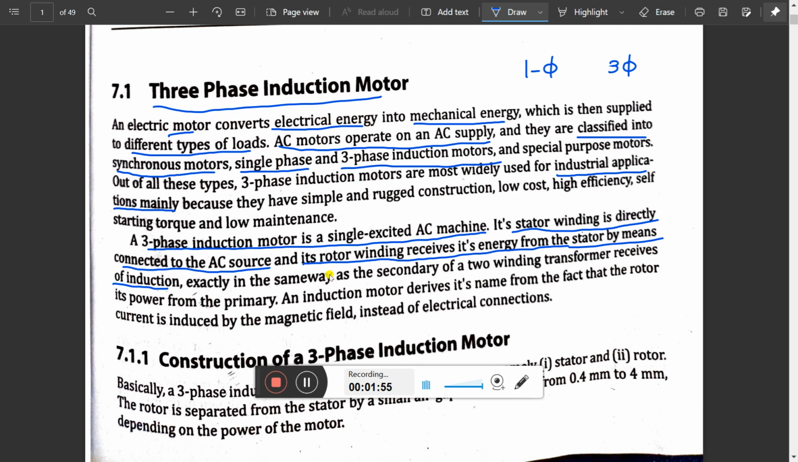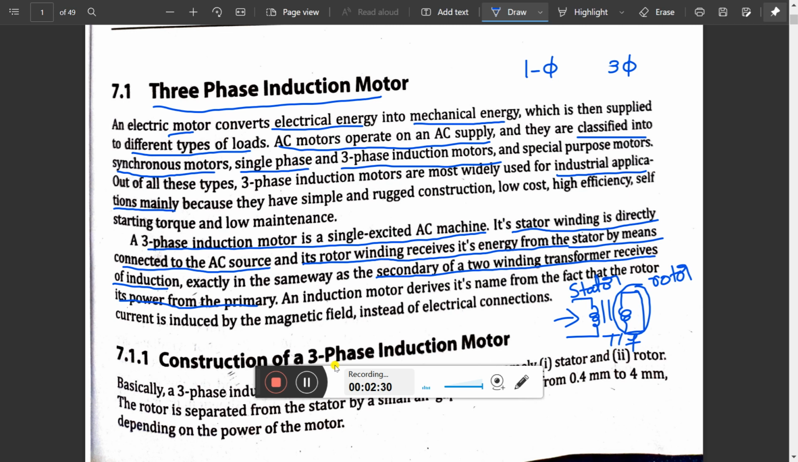Exactly the same way as in the case of a secondary, it is similar to the secondary of a two-winding transformer, which receives its power from the primary winding. It means if I give supply to the primary of the transformer and short circuit the secondary winding, it acts like a rotating part. This is the stator part and this is the rotor part. Similar to a transformer, a three-phase induction motor can also be compared with the transformer.